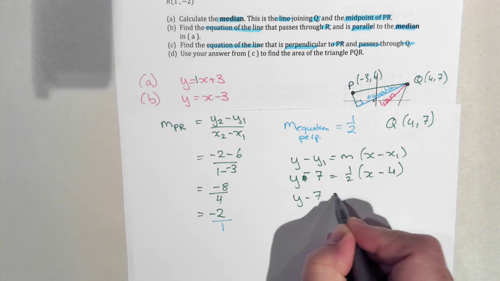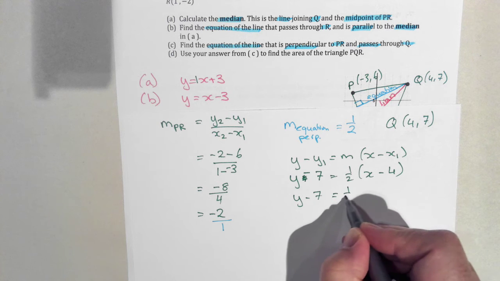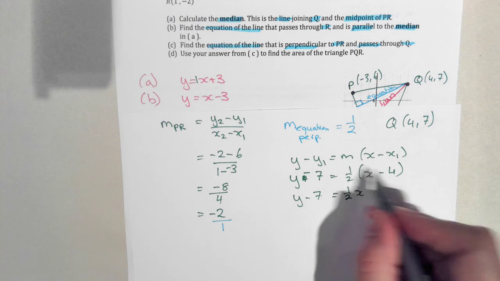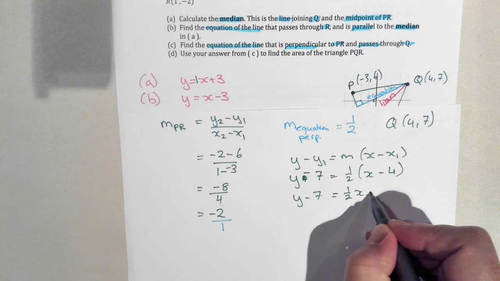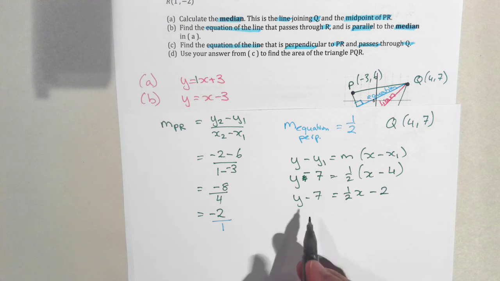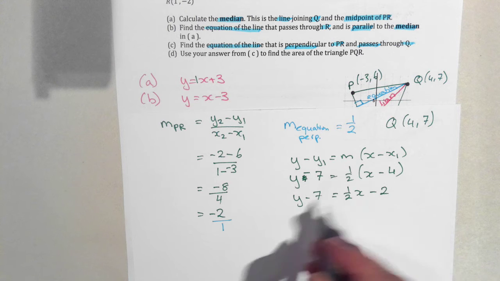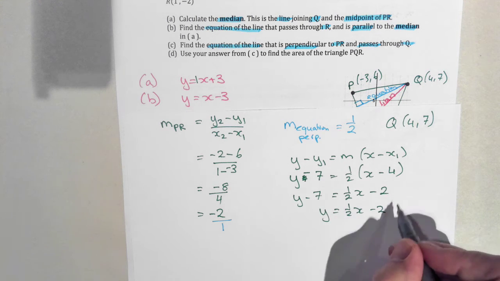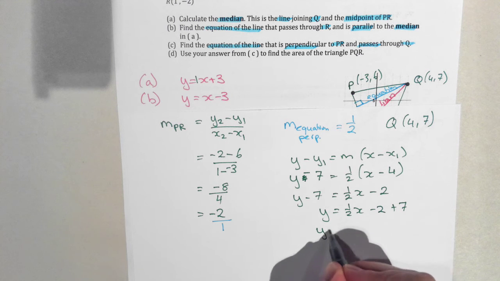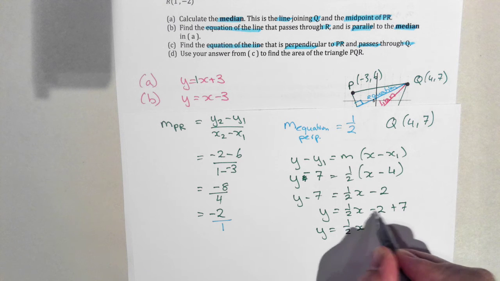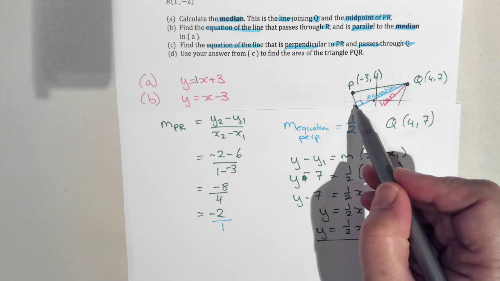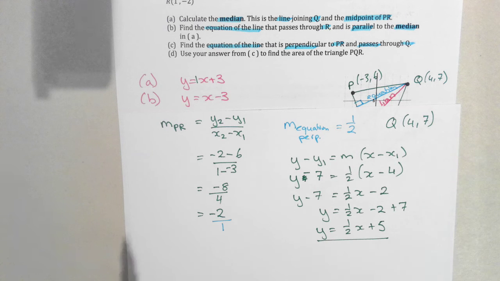So y take away 7 equals a half times x, which is a half x, and a half of 4 is 2, so it's going to be half x minus 2. And now I'm going to take this negative 7 to the other side to get y equals a half x take away 2 plus 7, which combines to give me y equals a half x plus 5. And there is my equation for this new line, which is perpendicular to PR and goes through the point Q.